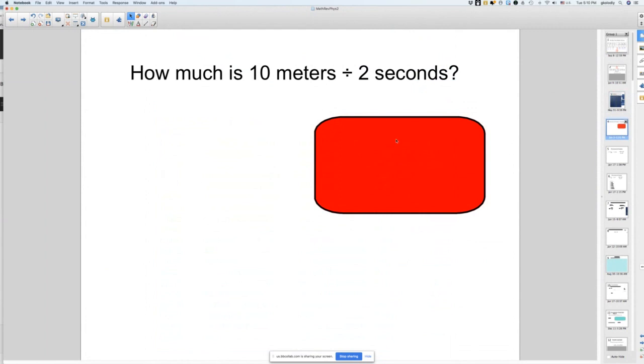Also just a reminder of how units work. If you take two numbers and you divide, say, one by the other, what you get has units. So you divide 10 meters by 2 seconds, you get 5 meters per second.